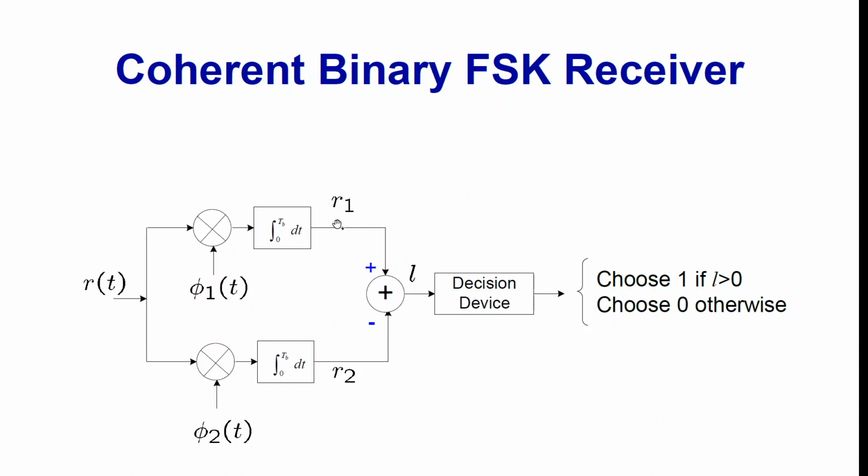If R1 is greater than R2, I will decide in favor of 1, and if R1 is less than R2, I will decide in favor of 0. So that was the decision rule.